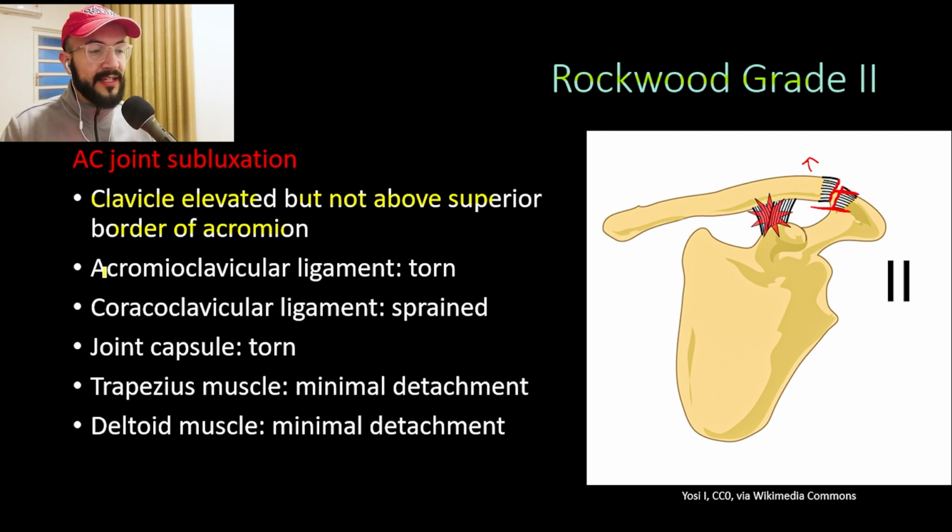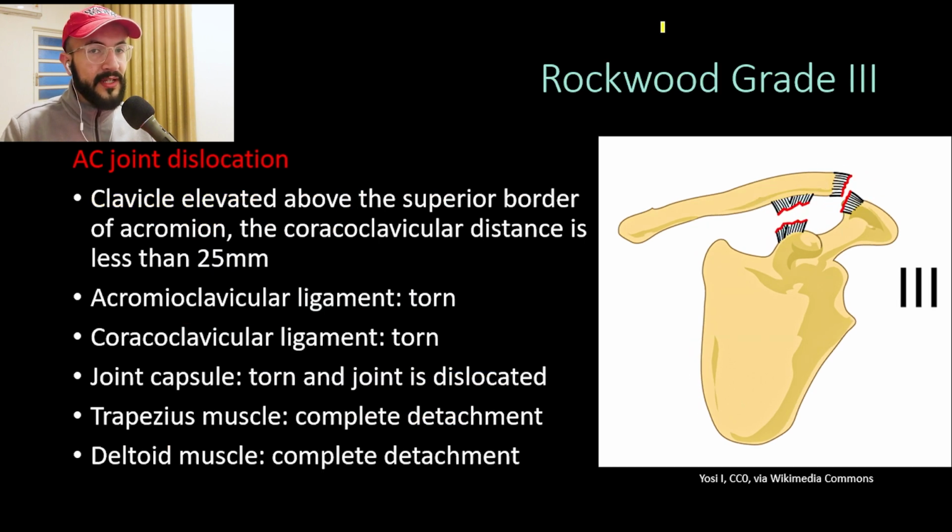And the acromioclavicular ligament in this grade is torn, and a torn ligament means that it's a complete injury of the ligament, as you can see in this picture here, and the coracoclavicular ligament is sprained. So the coracoclavicular ligament has sustained an incomplete injury. The AC joint capsule is also torn, and the trapezius and deltoid muscles have both sustained minimal detachment from the clavicle.